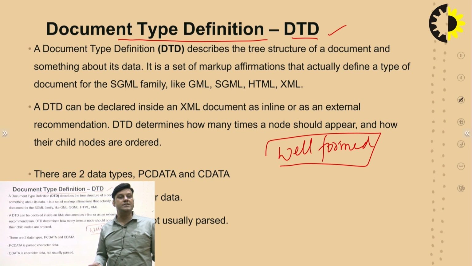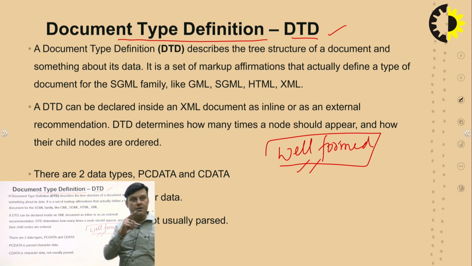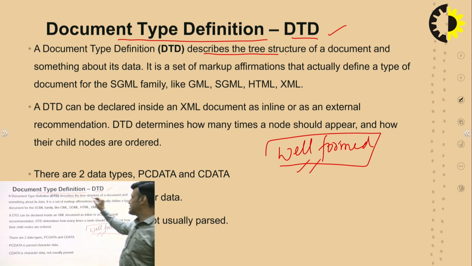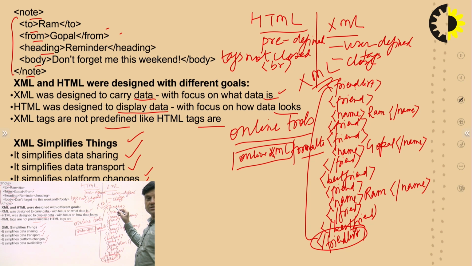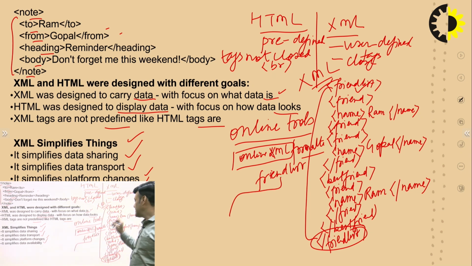So what is DTD? DTD simply defines the structure. If my document follows that structure, then we call it well formed. It describes the structure. What type of structure? Tree structure. See here, this friend list tag is the root. Under that we have a friend tag, and we have a name tag. So this is a hierarchical structure.